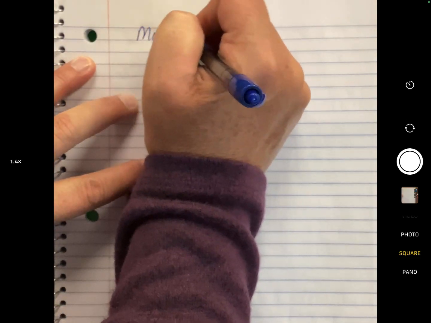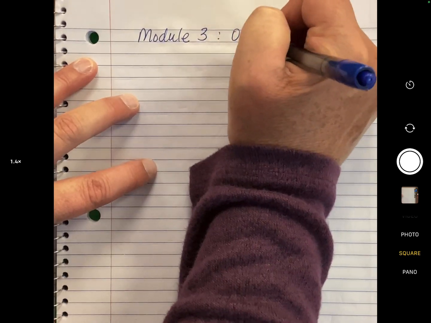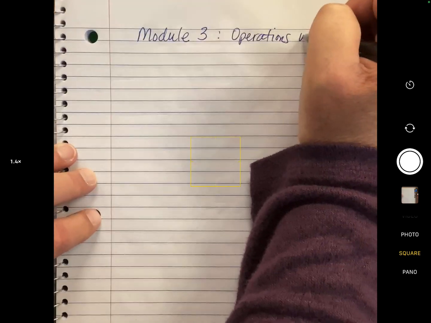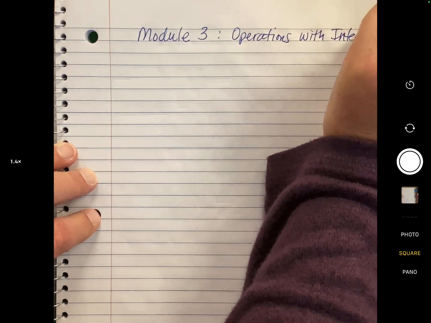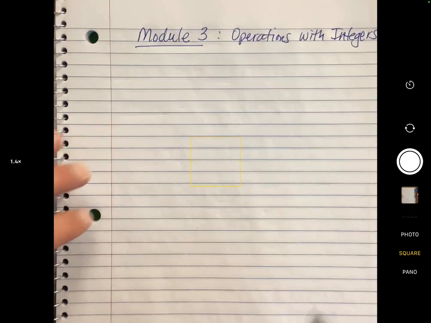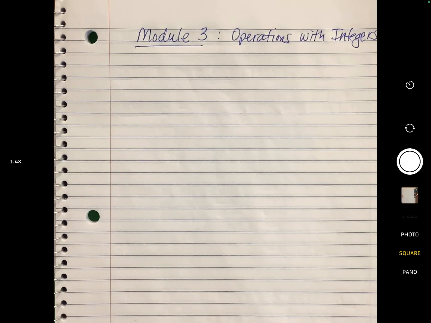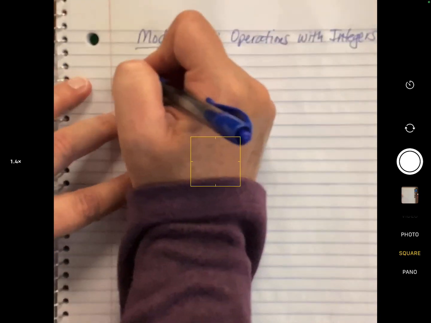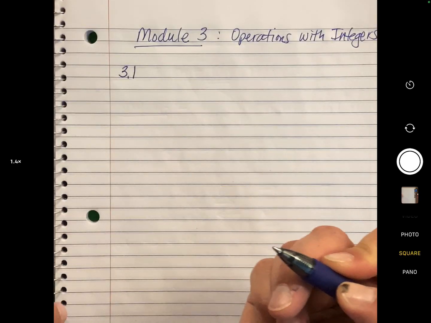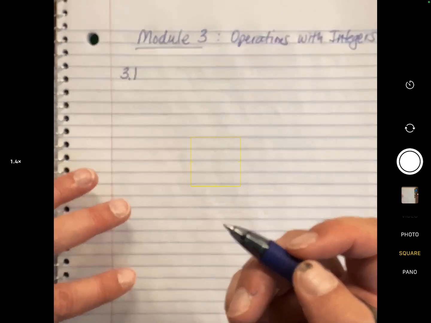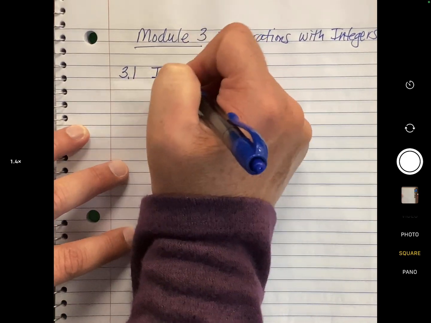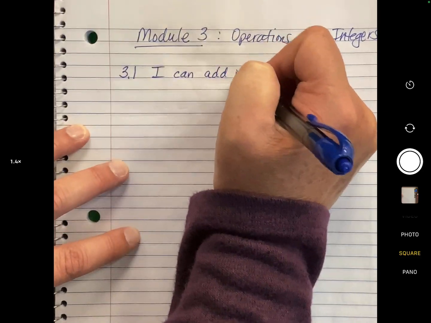Write down, this is Module 3, Operations with Integers. Module 3, Operations with Integers. Our learning intention for this chapter is that we are learning how to compute with integers. For today, we're going to be starting in section 3.1. This is on adding. So our success criteria today is just I can add integers.